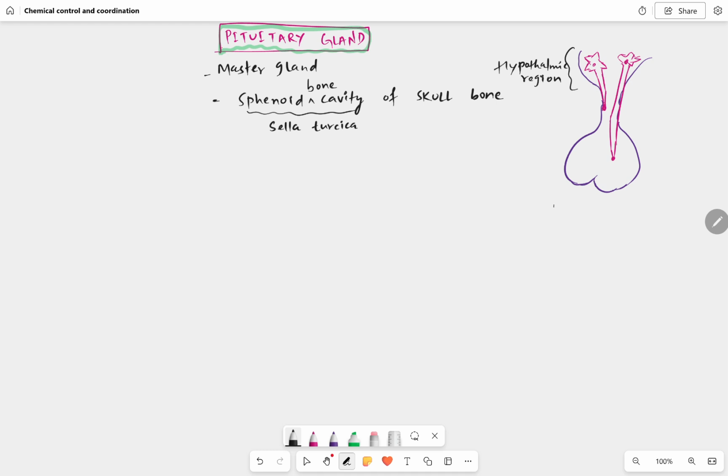This is the lobe of the pituitary. As you can see, this is the anterior lobe, and this is the posterior lobe of the pituitary. So this is the main division of the pituitary.